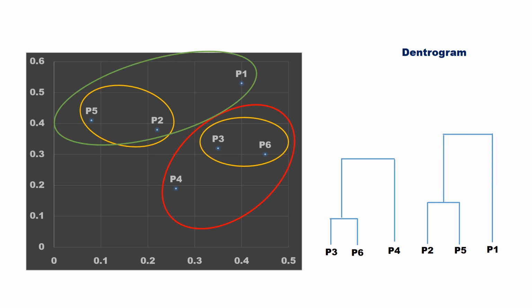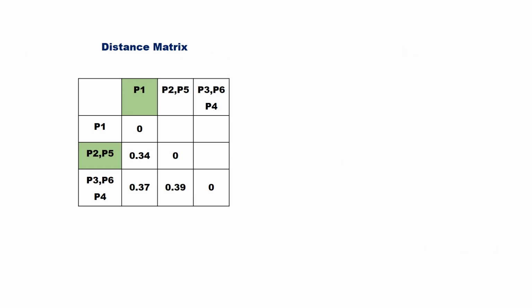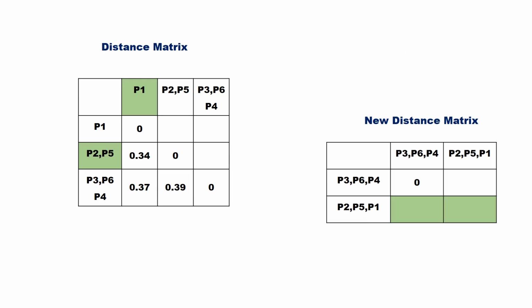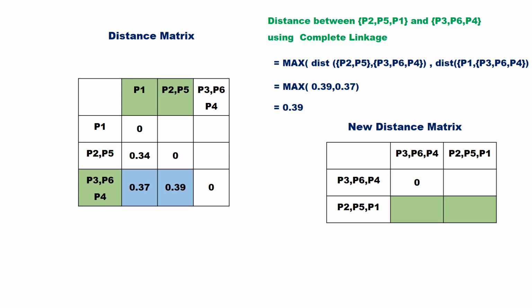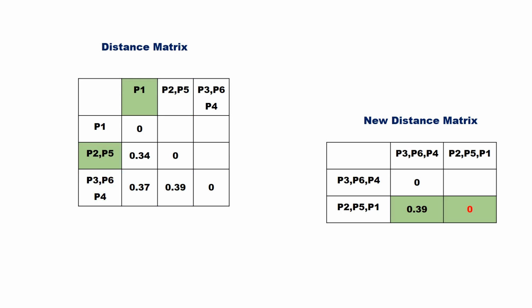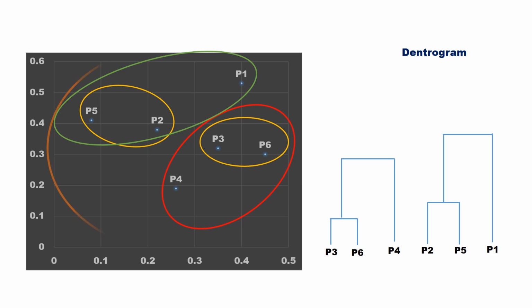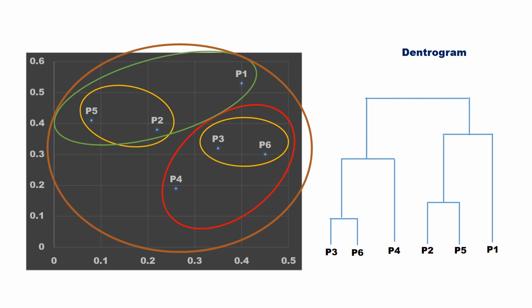Update the dendrogram. Recalculate the distance matrix. Replace the entries for P1 and the cluster P2, P5 with the new cluster P2, P5, P1. Calculate the distance to the new cluster. The distance between the new cluster and P3, P6, P4 is 0.39. The last cell is 0. Here is the updated distance matrix. Join the two clusters to form the final cluster. Update the dendrogram. Here is the final result of the hierarchical agglomerative complete linkage clustering.